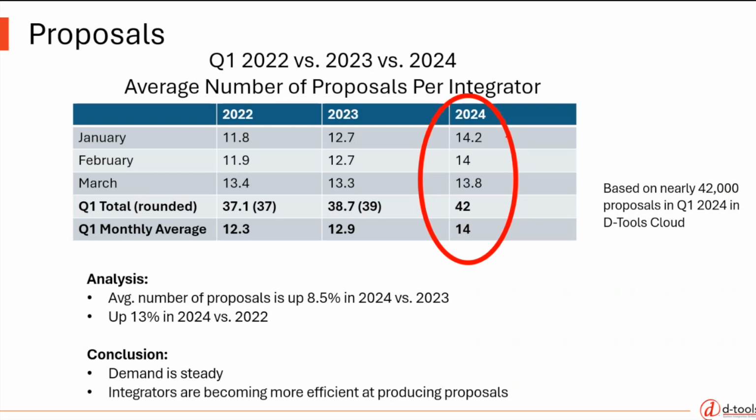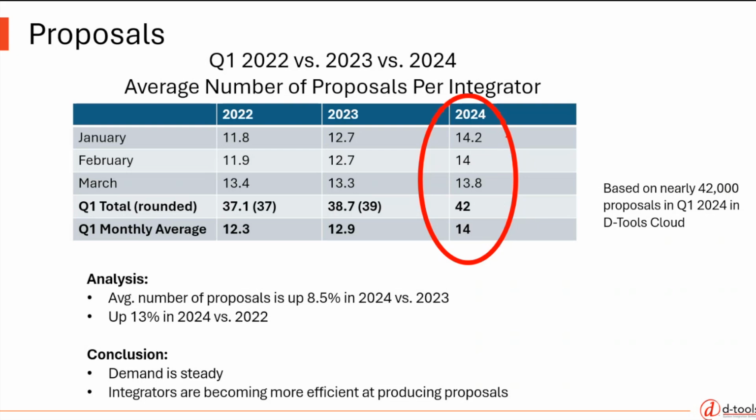2022. So in a lot of these slides, Barry and I have conclusions. We don't know why a lot of these things happen. We can only speculate as to what's going on. But what this tells us is demand is steady, that there's still people who are looking for professional installation. The integrators are out there serving the market.